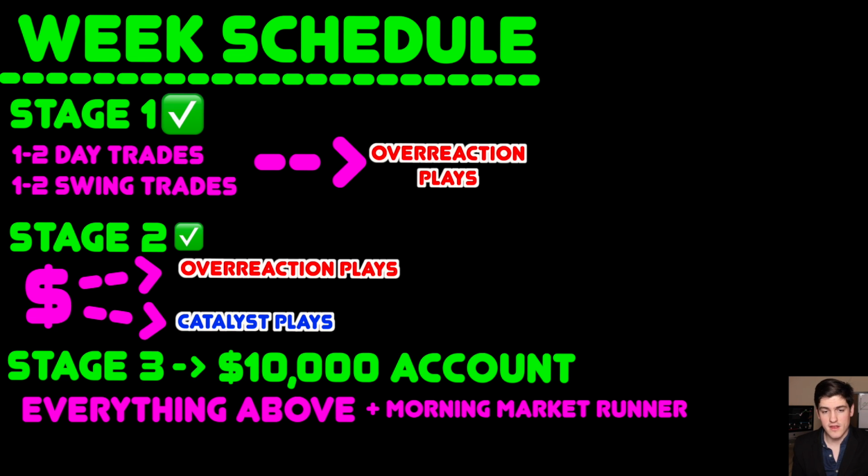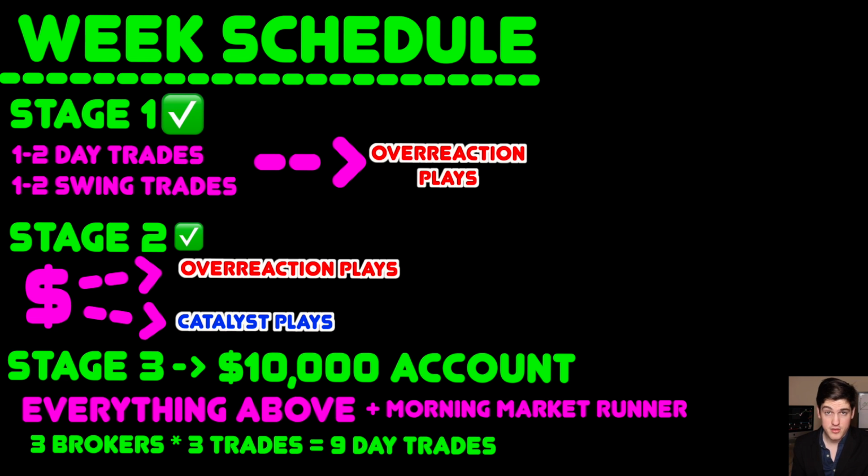So how we avoid this with a $10,000 account is by separating the capital. If you divide your $10,000 amongst 3 different brokers, all of a sudden now you have not 3 day trades but 9, because it goes per broker. So 3 times 3 equals 9. But now you can use 4 or 5 of these extra trades playing morning market runners, and the others in catalyst and overreaction plays. And you can repeat this process until you get to $25,000, which is the end of the small account growth stage.